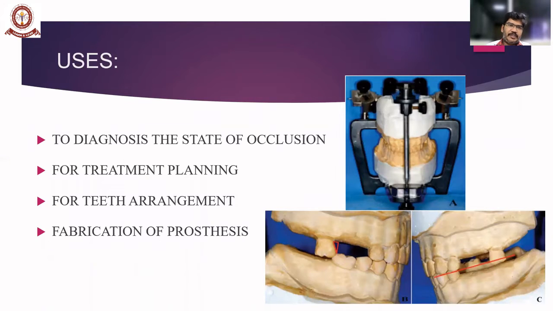The uses. It helps to diagnose the state of occlusion, that is, the existing state of occlusion of the patient for a dentulous patient. In an edentulous patient, it helps to establish the maxillomandibular relationship using occlusal rims. It helps in treatment planning. It helps for the teeth arrangement in a completely edentulous state. It helps in fabrication of prosthesis in both removable and fixed partial dentures.